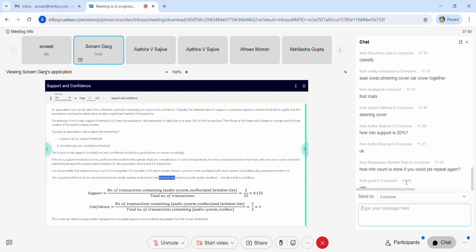So the number of transactions where all three are coming together is 2. The number of total transactions is 15. That is 2 by 15, which becomes your support. The number of transactions containing all is 2, and where only audio system and toolbox come together is 2. So see, confidence here is 1. What does it mean? With a confidence of 1, you can say with 100% confidence that people who are purchasing X will also purchase Y.